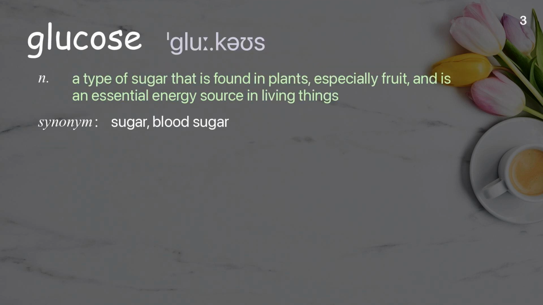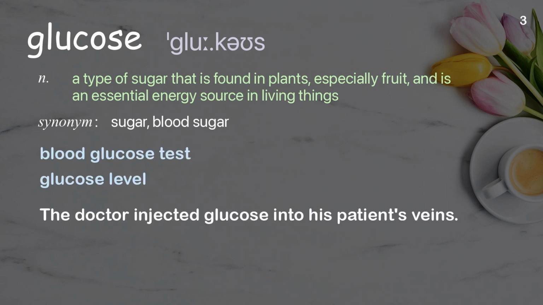Glucose. A type of sugar that is found in plants, especially fruit, and is an essential energy source in living things. Examples: blood glucose test, glucose level. The doctor injected glucose into his patient's veins.